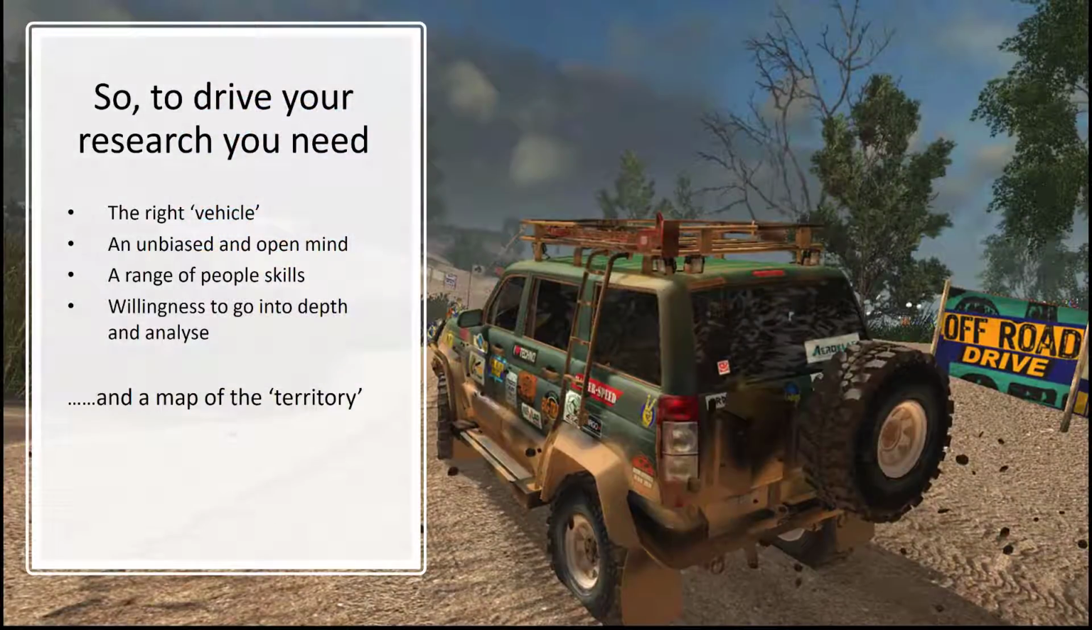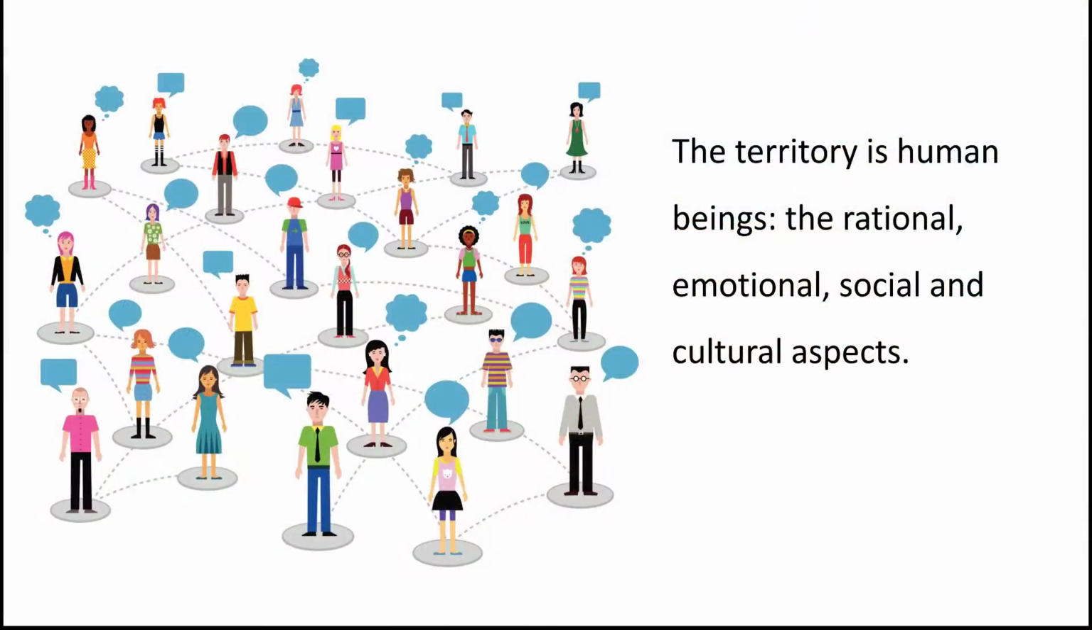Going back to our original metaphor, to drive your research, what you need is the right vehicle, an unbiased and open mind, a range of people skills, willingness to go into depth, etc., and a map of the territory. So what is the territory? Well, the territory is human beings, all aspects, the rational, emotional, social, and cultural. No man is an island. Everybody is embedded within social groups, peer groups, organizations, societies, and cultures. All of that affects what we think and do.